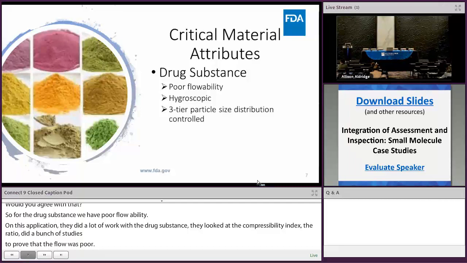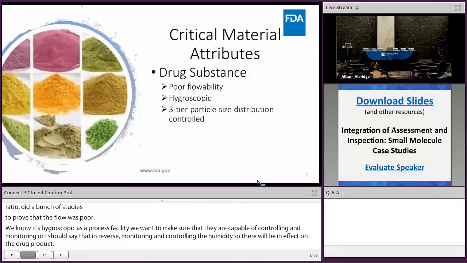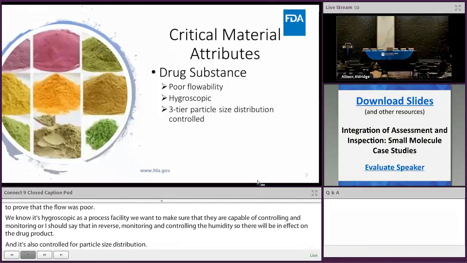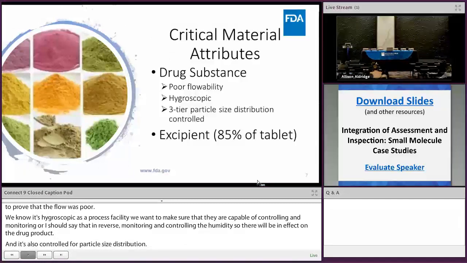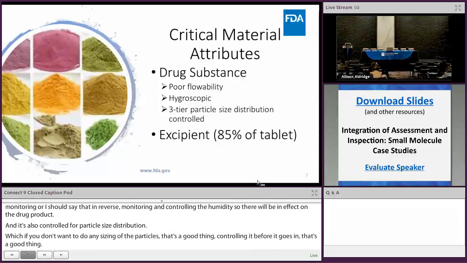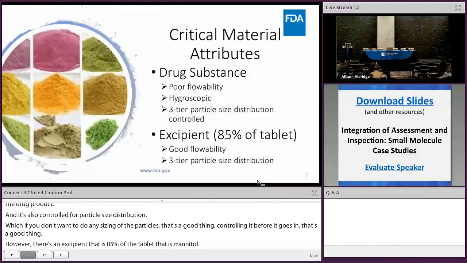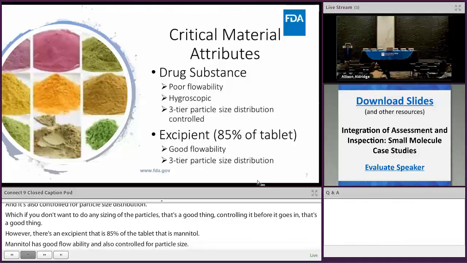And it's also controlled for particle size distribution, which, if you don't want to do any sizing of the particles, is always a good thing. If you're controlling it before it goes in, that's a good thing. However, there's an excipient that's 85% of the tablet. That excipient happens to be mannitol. Mannitol has good flowability, and it's also controlled for particle size. So now we have pretty good assurance that when we make the product, we're not going to have any flow issues in the process.